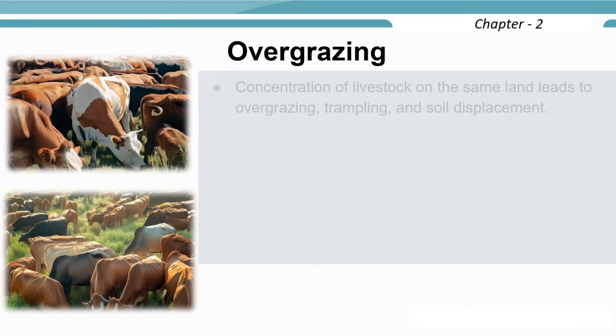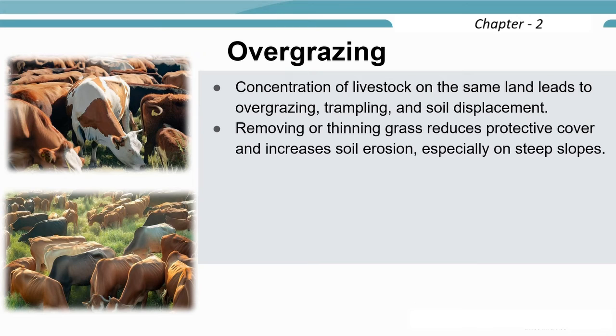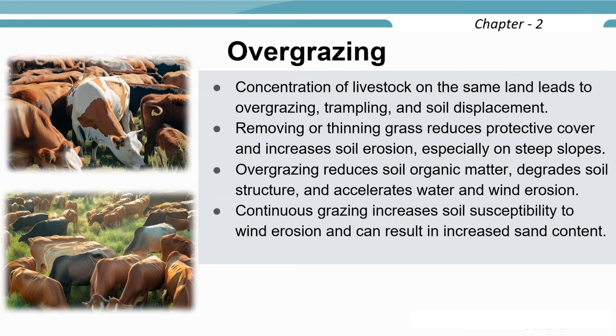Overgrazing. Concentration of livestock on the same land leads to overgrazing, trampling and soil displacement. Removing or thinning the grass will reduce the protective cover and increase the soil erosion rate, especially on steep slopes. When this soil is exposed to rainfall, it will get detached easily. Overgrazing reduces the soil organic matter, degrades the soil structure and accelerates water and wind erosion.